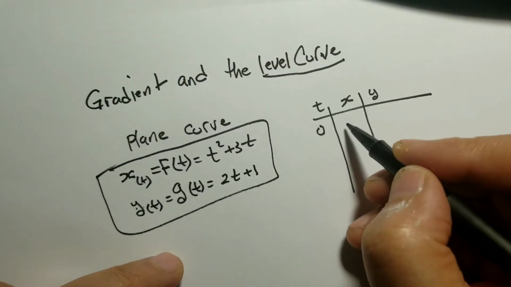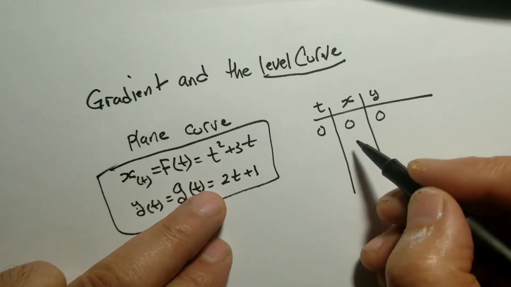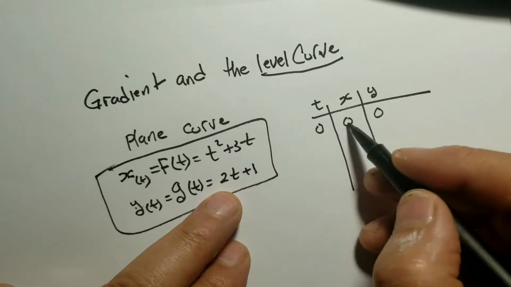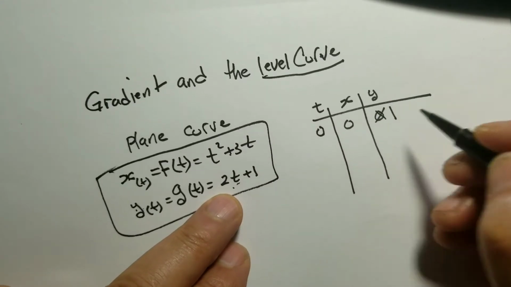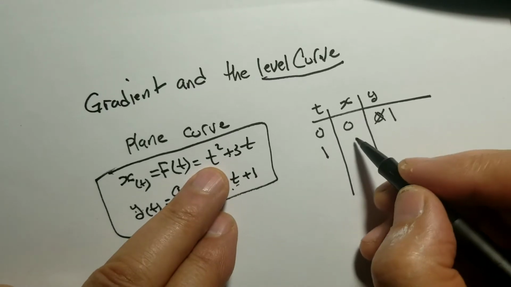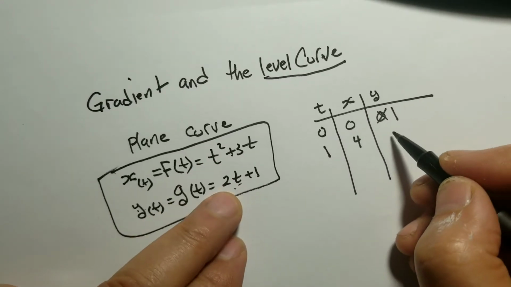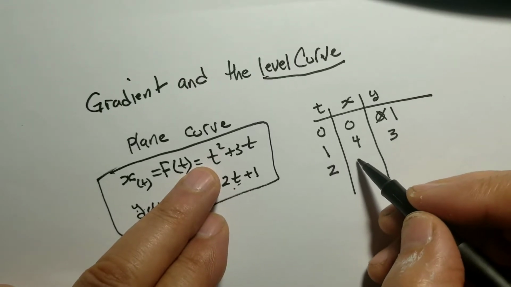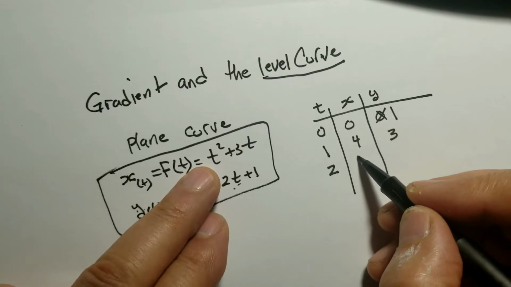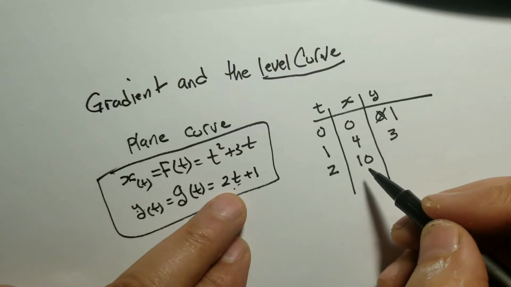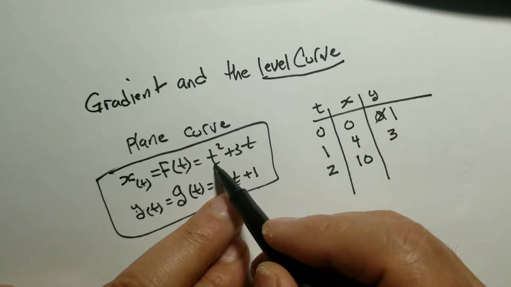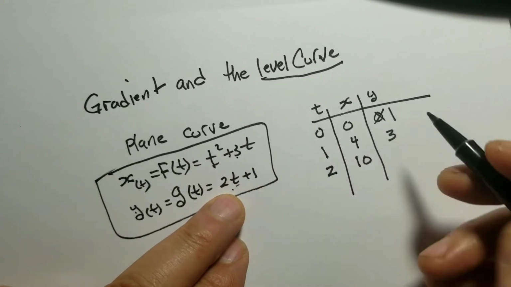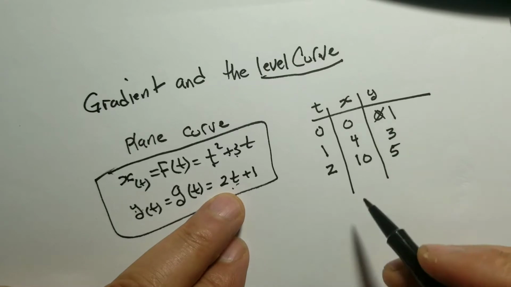Like if t becomes 0, x is 0. I'm sorry, when t is 0, x is 0, but y is 1. And when t is 1, x is 4, but y is 3. When t is 2, x is 4 plus 6, which is 10. 2 squared is 4, 3 times 2 is 6, that's 10. And y is 2 times 2 is 4, plus 4 plus 1 is 5.